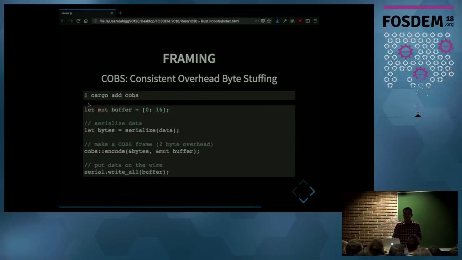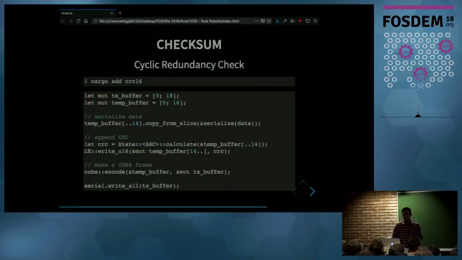But then I started wondering, could it be that I lose some bytes, and I still get a valid frame on the laptop, and I will still get junk data out of that? So I added a checksum to my data to verify that the frame is actually what I wanted to send. And again, I didn't implement that in my application. I simply grabbed a checksum crate from crates.io, in this case the CRC16. And here you can see the full code. I serialize my data, then compute the checksum, append that, and then turn that into a COBS frame and put that on the wire.